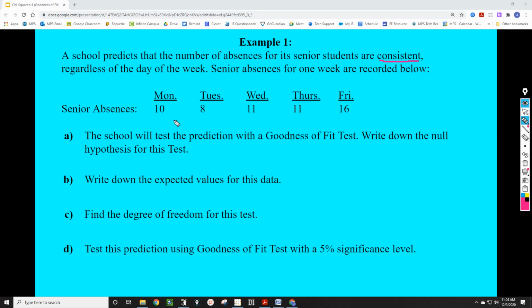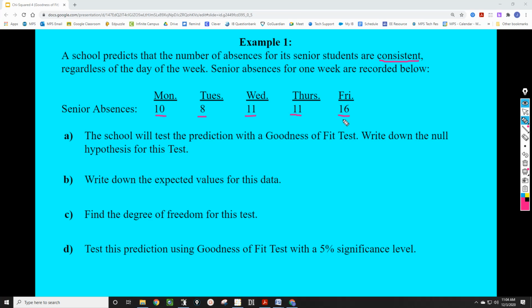Now, if we look at this data, you might be saying already, well, it's not. They're different. From Monday to Tuesday, we've already varied by 2. Went from 10 down to 8, and now we're back up to 11 on Wednesday, and then it was consistent to Thursday, and then Friday we went way up. But they don't need to be exactly the same. What we're just asking is within that certain tolerance, that certain significance level, are they roughly in that same ballpark?